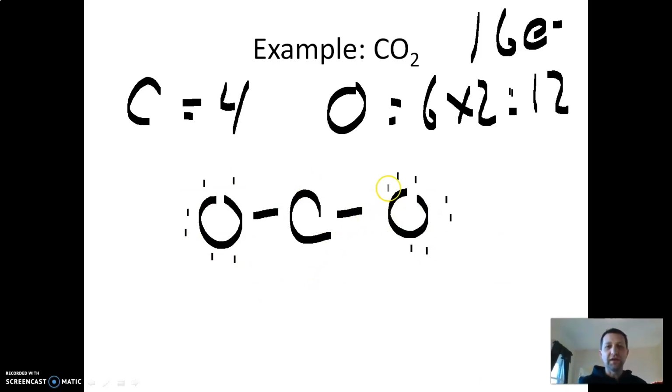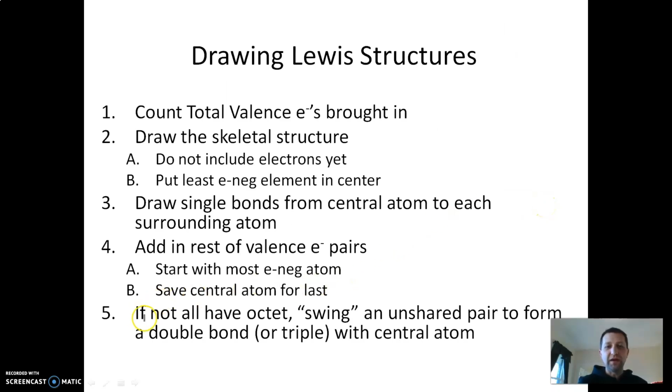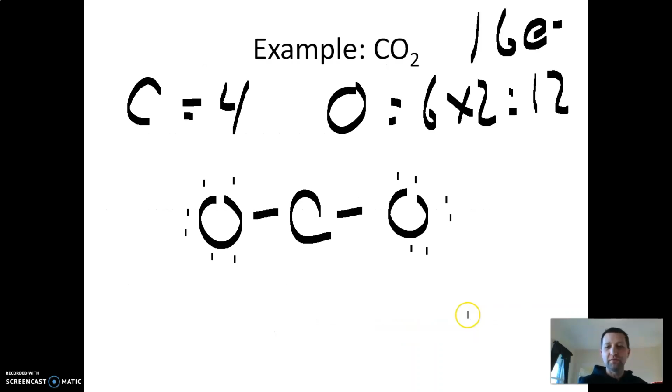Okay, count up your electrons. You have 2, 4, 6, 8, 10, 12, 14, 16. Fantastic. We need 16 electrons. So it looks like we're done. However, step 5. If not all of your atoms have an octet, swing in an unshared pair to form a double or triple bond. So these lone pairs on oxygen here and here belong solely to that oxygen. Okay, so this oxygen has 8, this oxygen has 8. So those are good. This carbon though in the middle only has 1, 2 from that bond, 1, 2 from that bond, 4 electrons total.